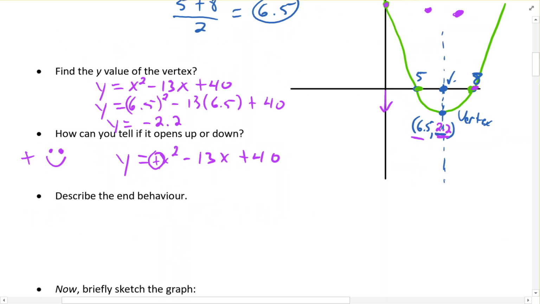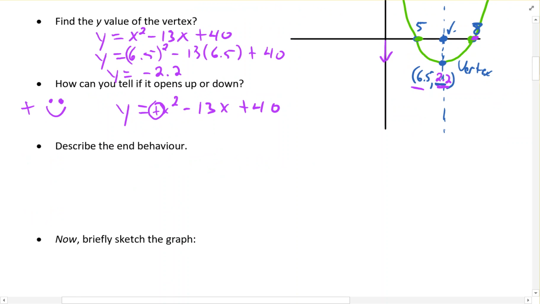If there was a negative symbol out front of that, so if this was like negative x squared, then it would be opening down, which looks like a frowny face, which is negative, right? So positive opens up, negative opens down. That's kind of an easy way, with the happy face, sad face thing, to remember that one.